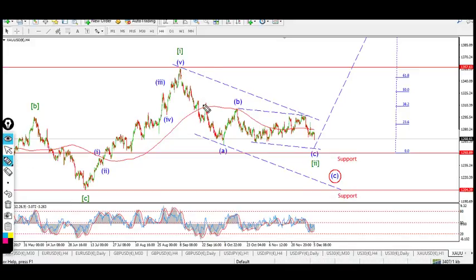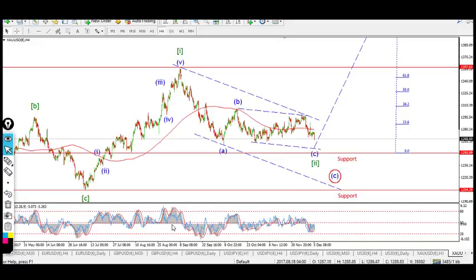So I think we had a 3-wave move down in wave A. I think we've had a possible 3-wave move in B, and now we're looking at a 3-wave move in wave C. Well, A, B, and C. So we have 3, 3, and 3. So it'll be a complex correction to the downside in wave 2, which is not unseen or not uncommon.